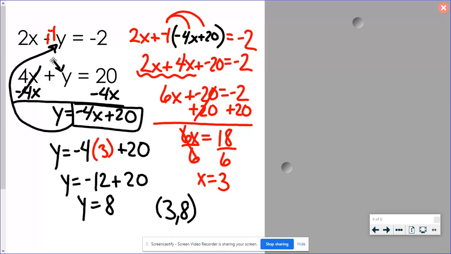If I would check that with the top equation, I would have 2 times 3, which is going to be 6, plus negative 1 times 8. So that's going to be a negative 8. 6 plus a negative 8, yep, that's negative 2.